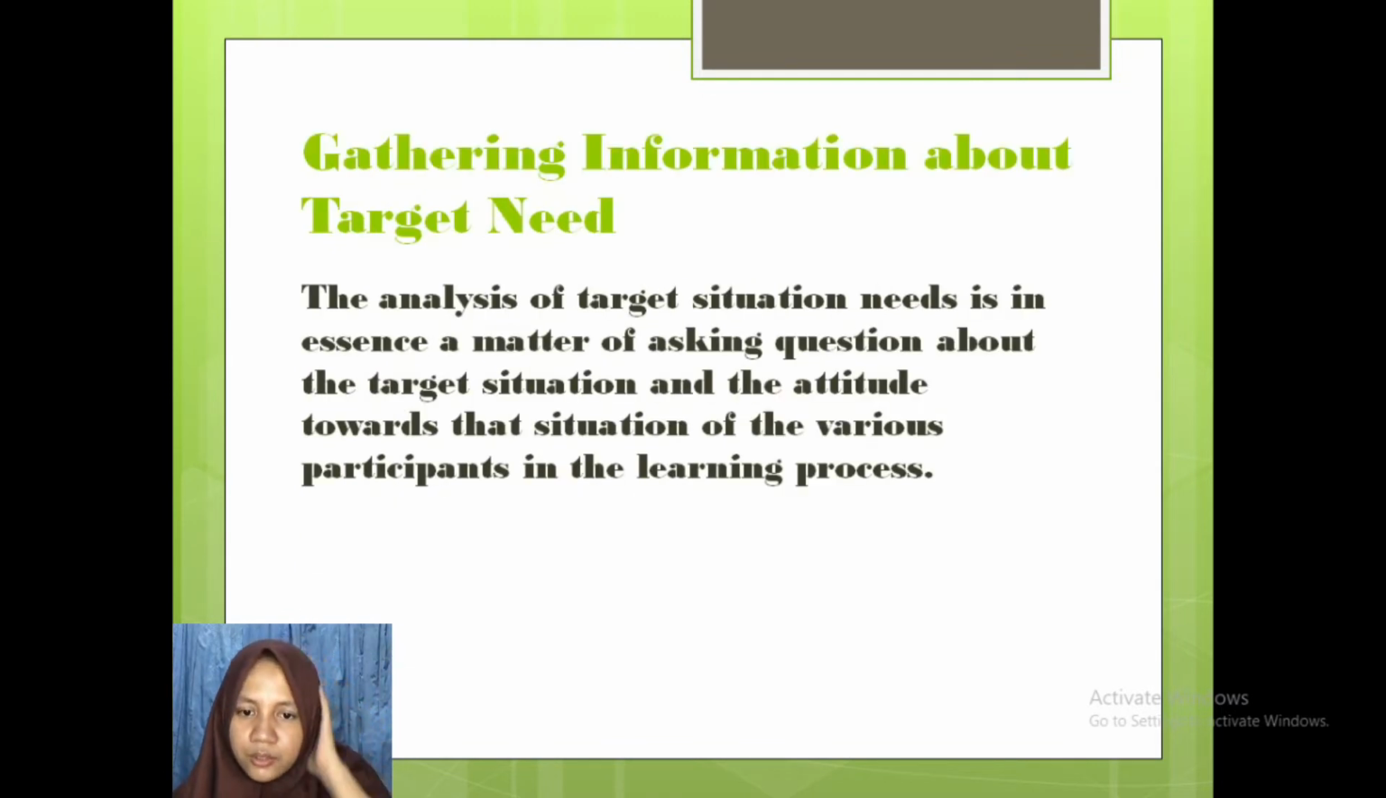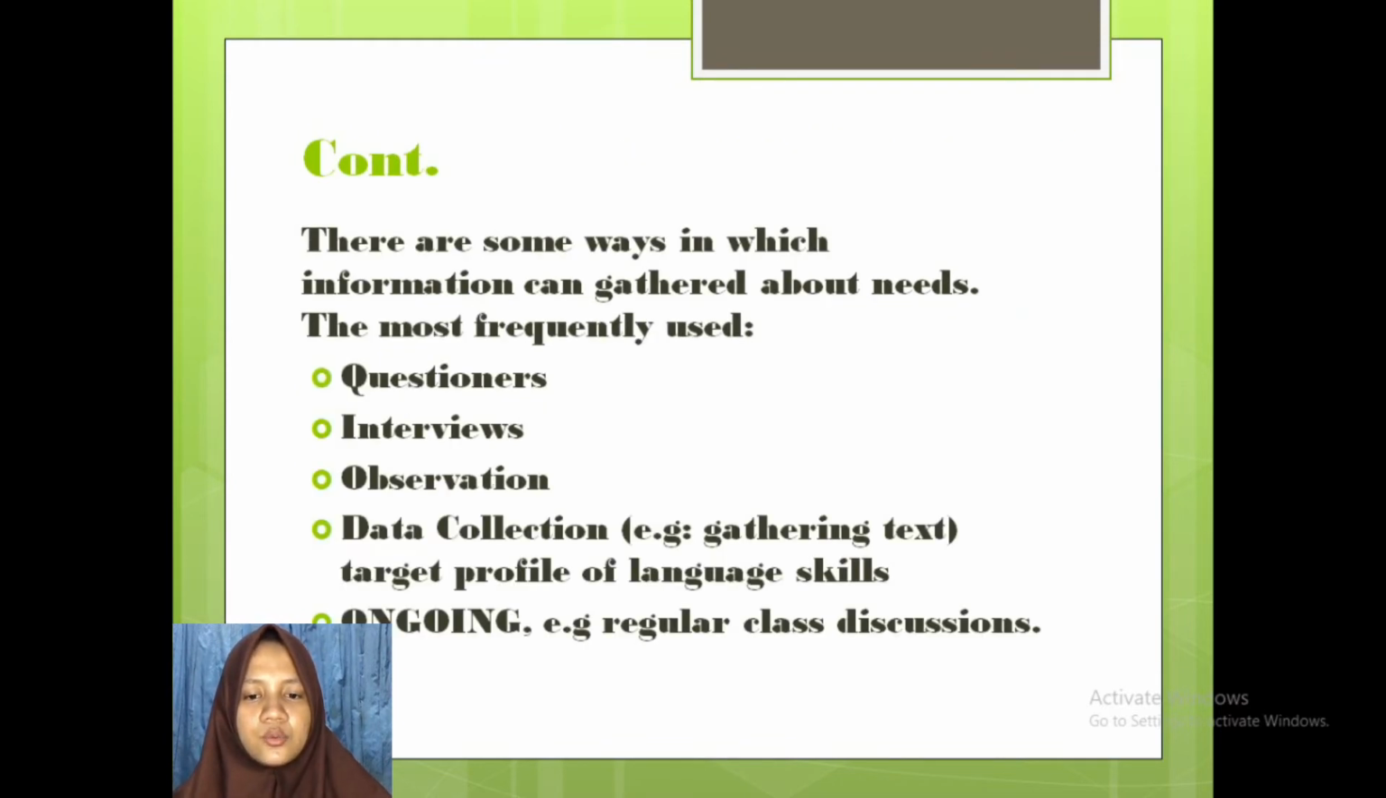Gathering information about target needs. The analysis of target situation needs is in a sense a matter of asking questions about the target situation and the attitudes towards that situation of the various participants in the learning process. There are some ways in which information gets gathered about needs. The most frequently used are questionnaires, interviews, observation, data collection, and so on.